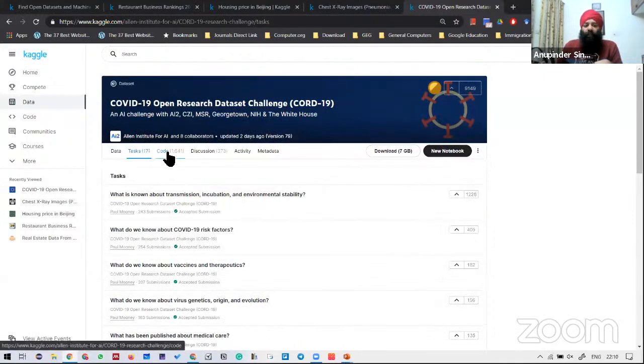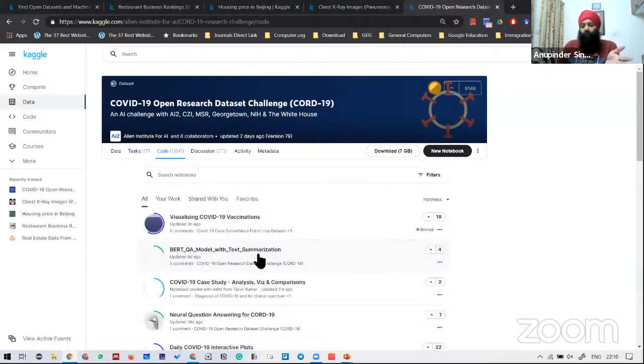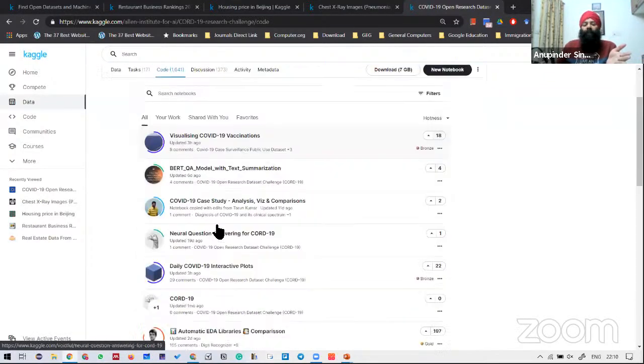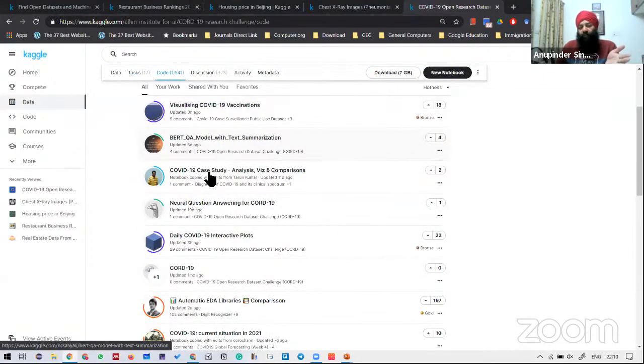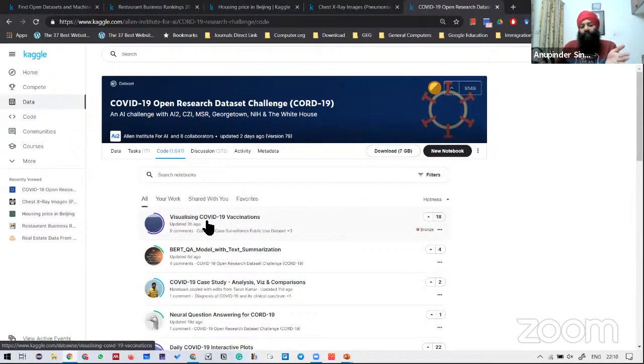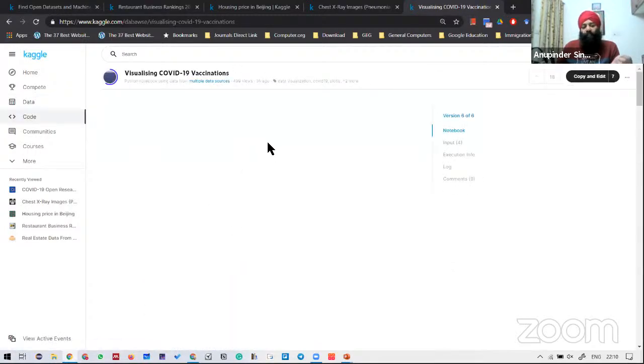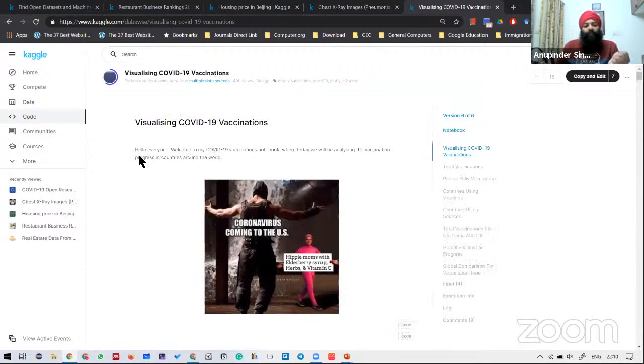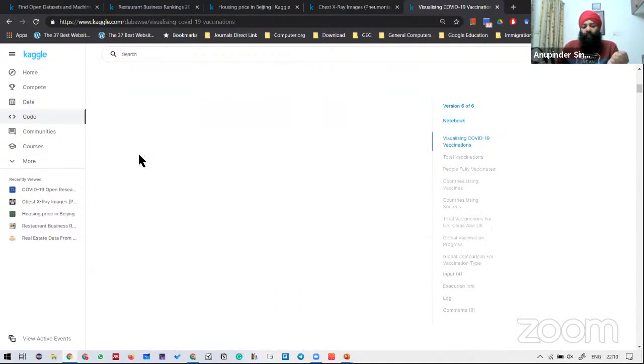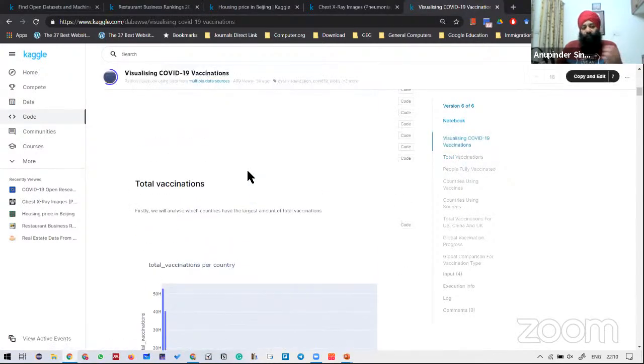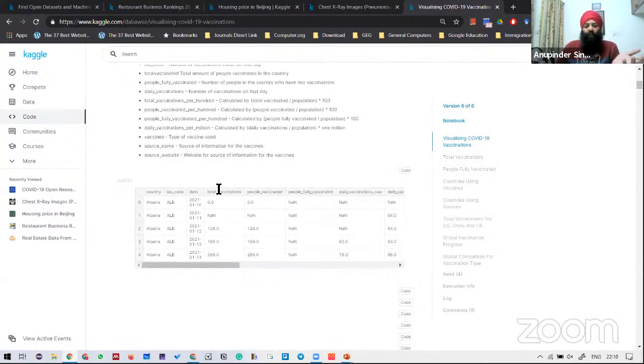And based on this data, a lot of people might have worked on this problem, right? For every task on which people have worked, a particular notebook is initiated. So let's say somebody has worked on visualizing the COVID-19 vaccinations. Here they create a file for you where they analyze the data based on the different kinds of work they have done.